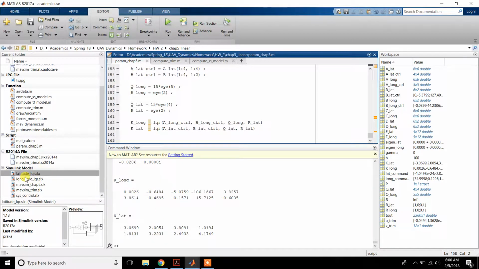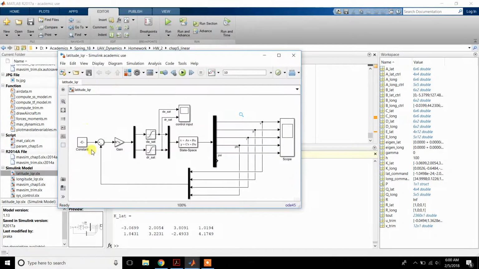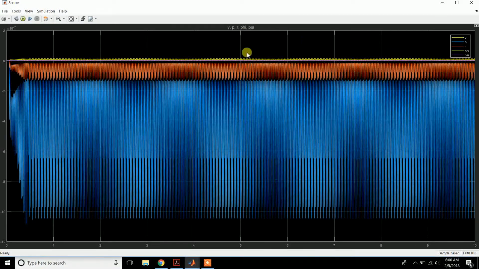So first let's see how this works on the linear model. If you see the lateral states, all the values, V, P, R, phi, and psi, are in the order of 10 to the minus 7. It's expected because we are traveling in a straight line, so we don't have any side slip. So all these values are set to 0 or almost 0.